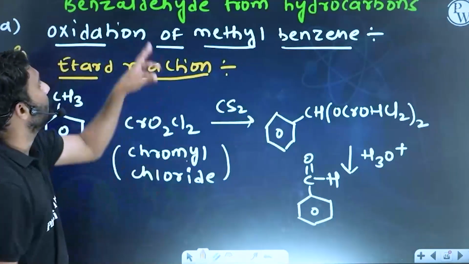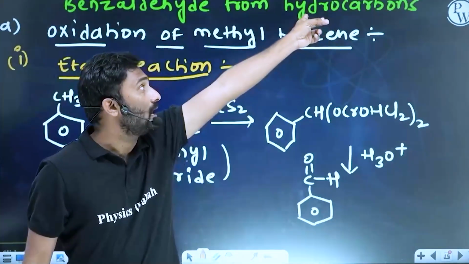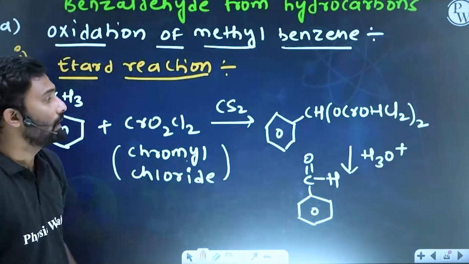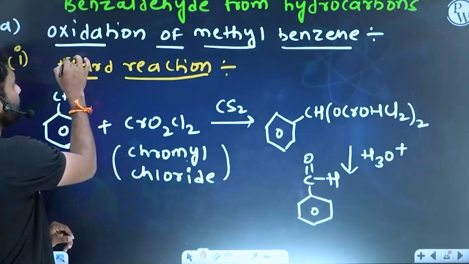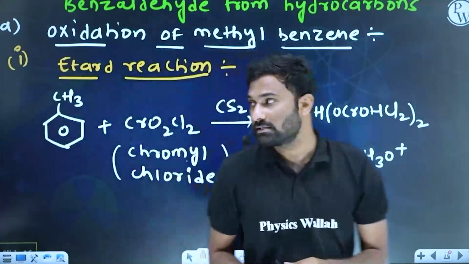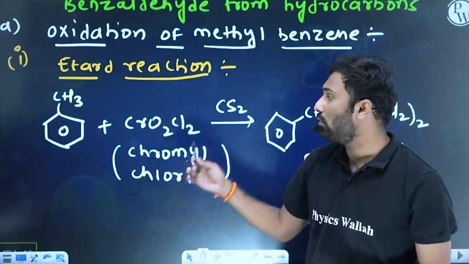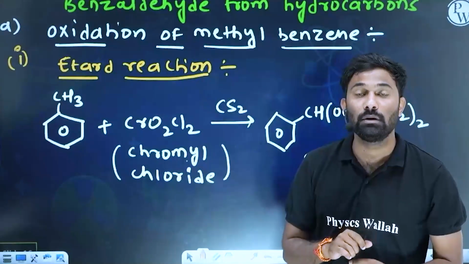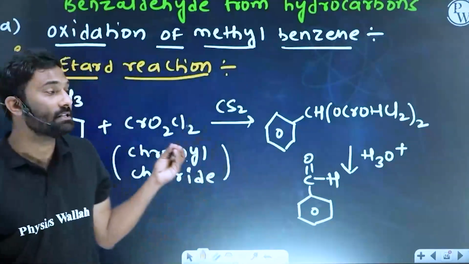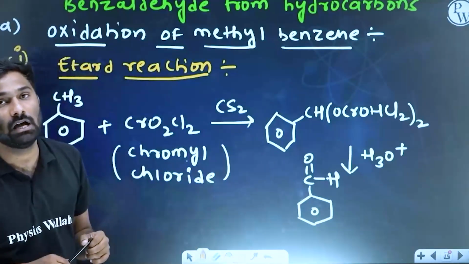Next, see, benzaldehyde from the hydrocarbon. ಈಗ aldehydes we can prepare from the hydrocarbons by the oxidation of methyl benzene. First, that we call the Etard reaction. ಒಂದೇ ಒಂದು ನೆನಪಿಟ್ಕೋಬೇಕು. Here the reagent is chromyl chloride in the presence of CS2. Toluene in the presence of chromyl chloride, what will it be converted to? It will give the benzaldehyde.